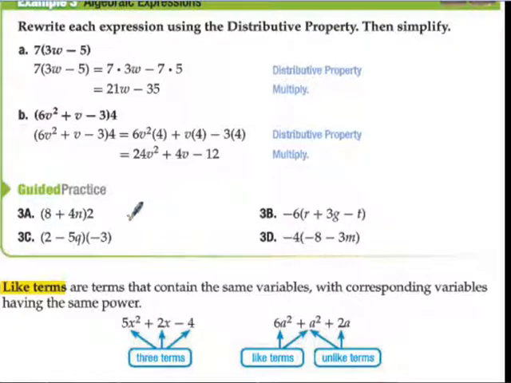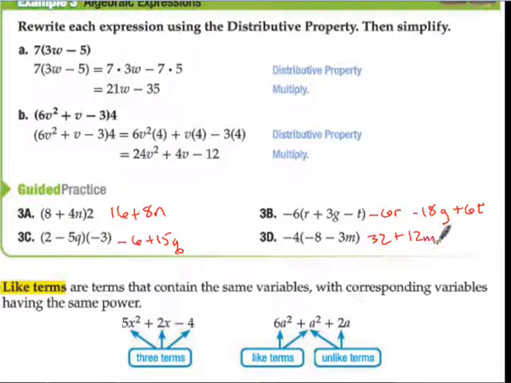All right, you've unpaused. Let's take a look. This is 16 plus 8n. When we distribute here, there's 3 terms, and sign becomes an issue, but let's take a look. That's negative 6r, negative 18g, and positive 6t, because the negative times the negative is a positive. Down here we have negative 6 plus 15q. And here we have 32 plus 12m.